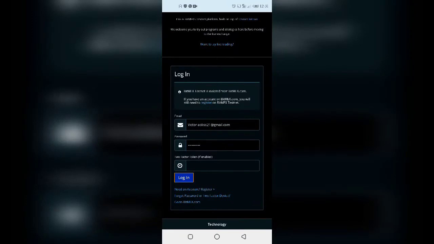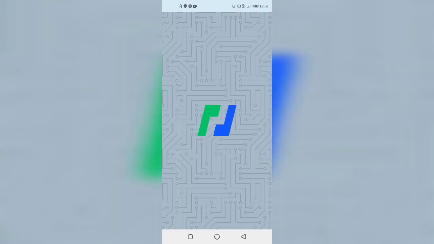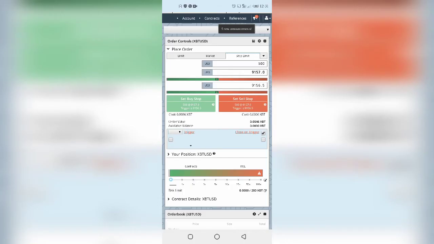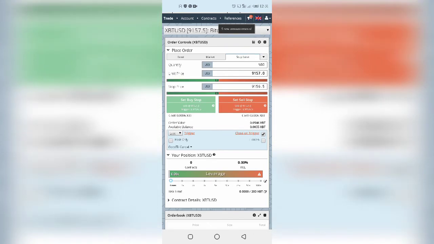In this video, we'll be explaining how to trade on Bitmex. Bitmex is a leverage trading platform where you can trade whether the market is going up or down. Leverage trading is very different from spot trading, where you buy low and sell high. But with leverage trading, you can make profit when the price is down and also when the price is up.